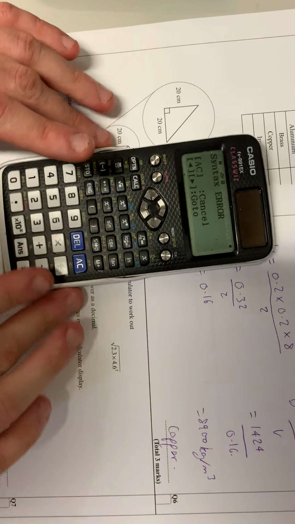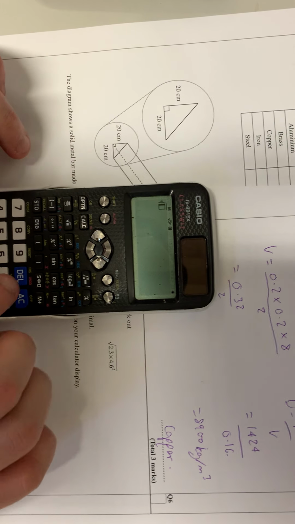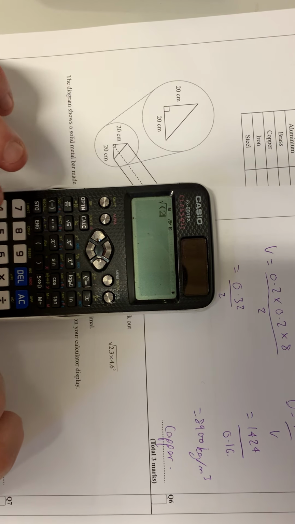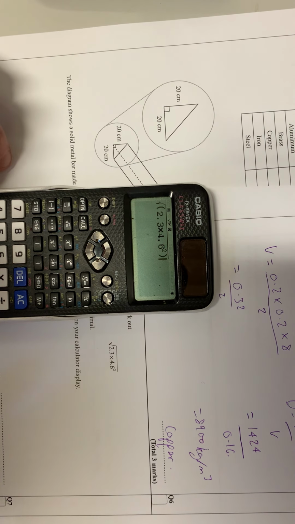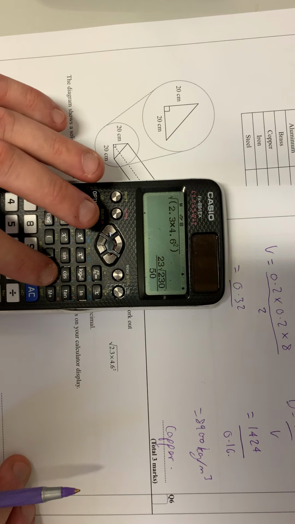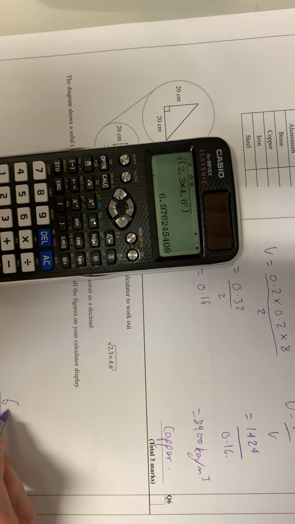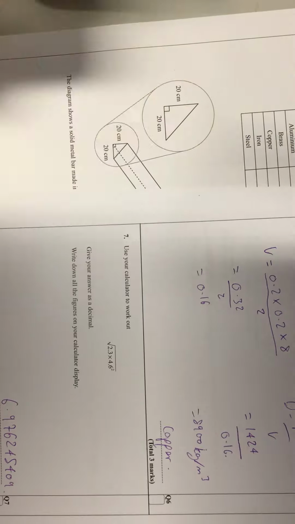7. Use your calculator to work out the following. So square root sign, bracket, 2.3 multiplied by 4.6 squared. Make sure it's the 4.6 squared and not all of it squared. Write down all the figures on your calculator display. S to D, 6.976245409.